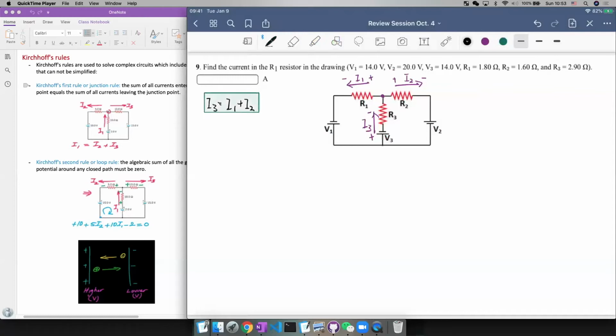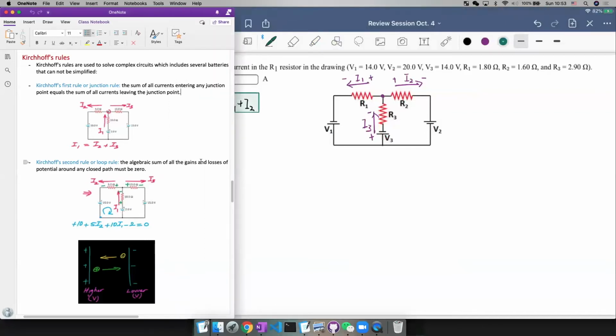Now we move to the second rule. The second rule is that the sum of all the gains and losses of potential around any closed path must be zero. So here we talk about electrical potential. That's why we want to mark the electrical potential at the first step, because we're going to use our guess to decide if it is a gain or loss.